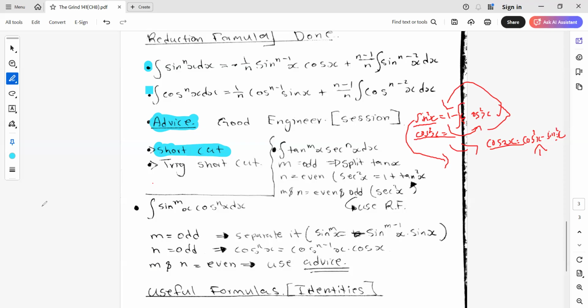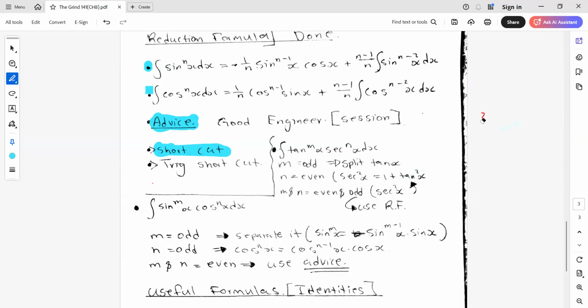All right, moving on, I've got the second advice about the trig shortcuts. What about the trig shortcuts? I don't remember the trig shortcuts, I don't want to lie. Probably it was that one that I made.